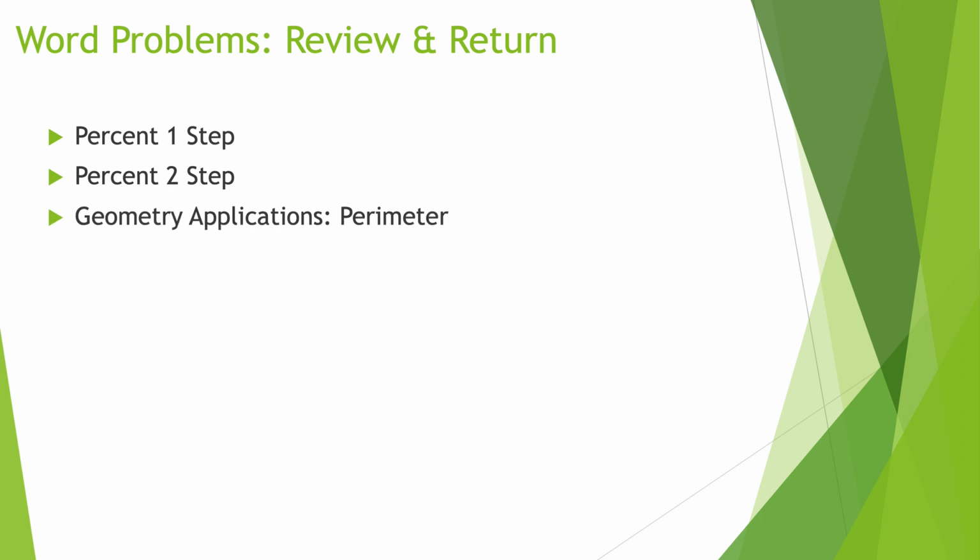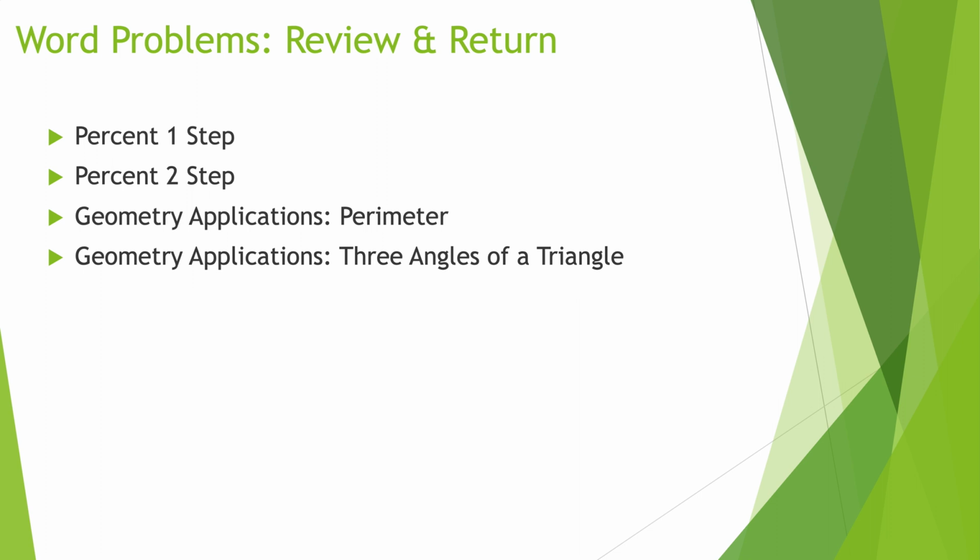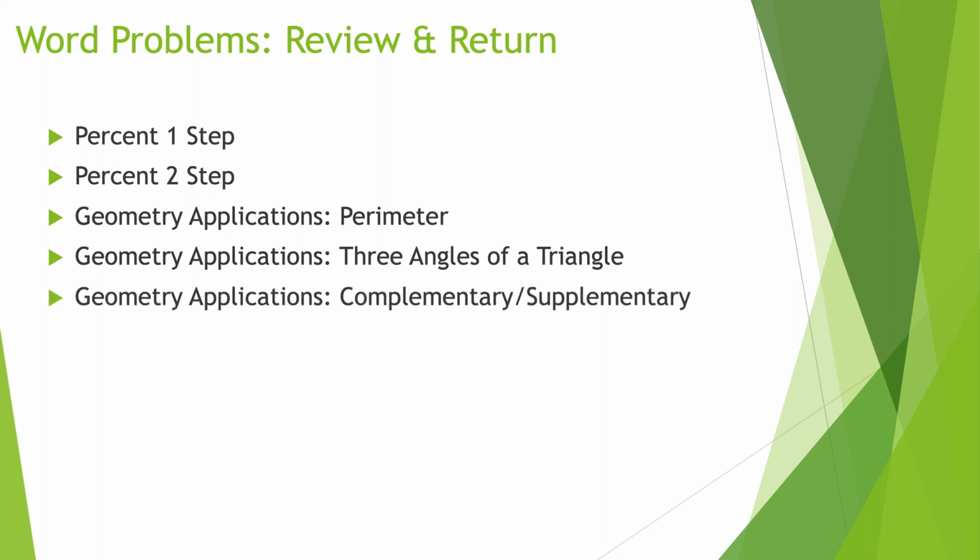We've got some geometry applications, for instance, perimeter. And the fact that the 3 angles of a triangle add up to 180. And complementary and supplementary. Remember, as the letter C comes before the letter S, 90 comes before 180 on the number line. So complementary means adds up to 90, supplementary adds up to 180.